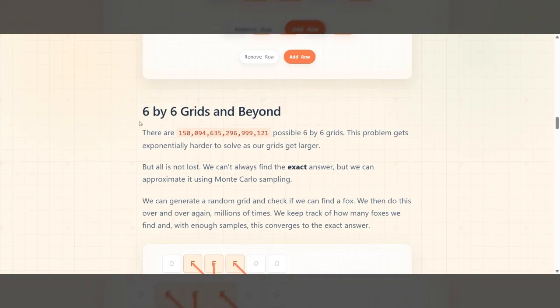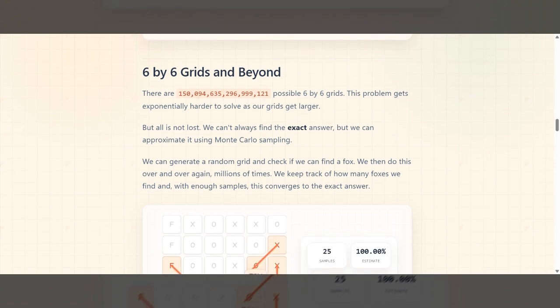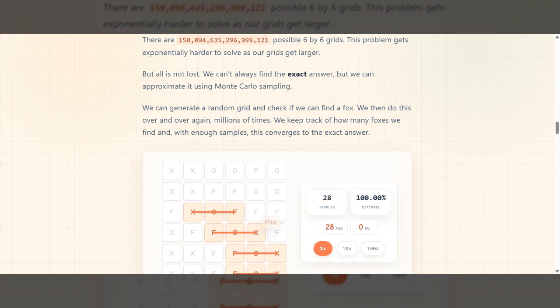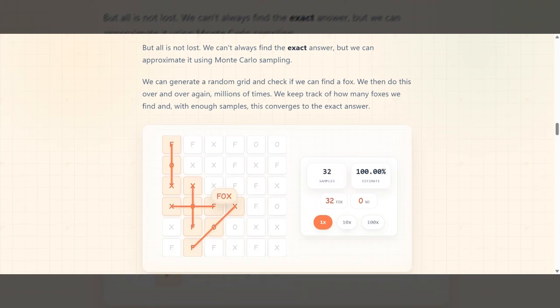6 by 6 grids and beyond. There are this many possible 6 by 6 grids. The problem is exponentially harder to solve as the grids get larger, but it's not lost. We can't always find the exact answer, but we can approximate it. Using Monte Carlo sampling, we generate a random grid and check if we find a fox. We then do this over and over again millions of times. We keep track of how many foxes we find, and with enough samples this converges to the exact answer.